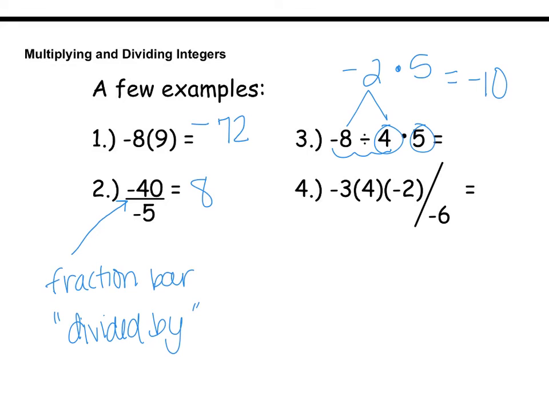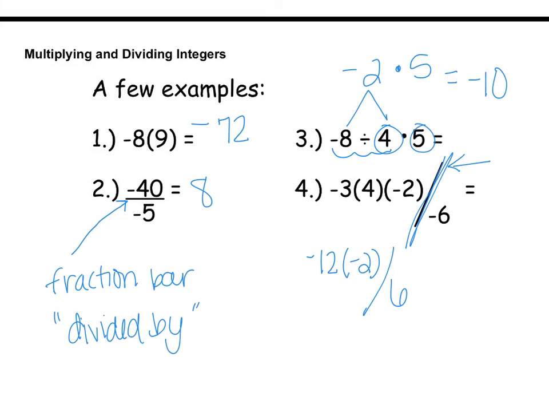Number 4, I have a division problem again, right? This is just a slanted fraction bar. This means -3 times 4 times -2 divided by -6. So let's take it a step at a time. -3 times 4, that's -12. I had different signs, so I get a negative answer.